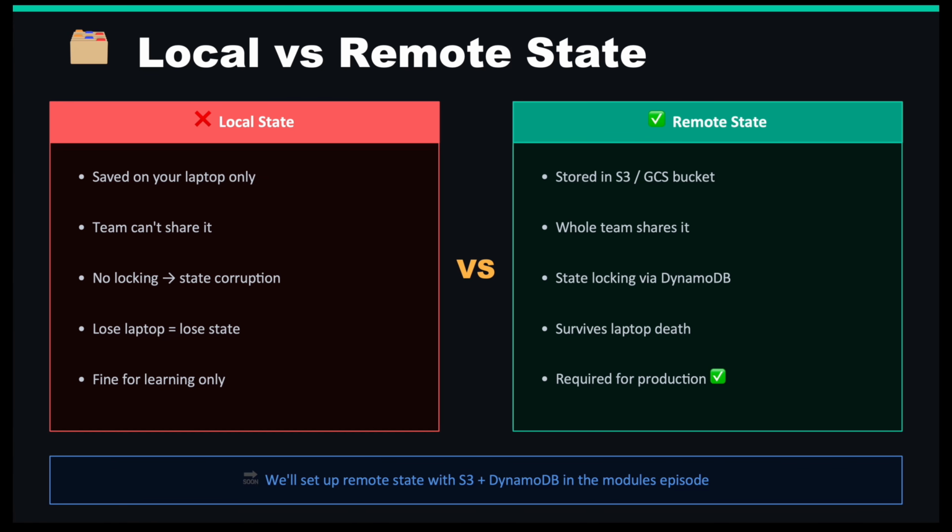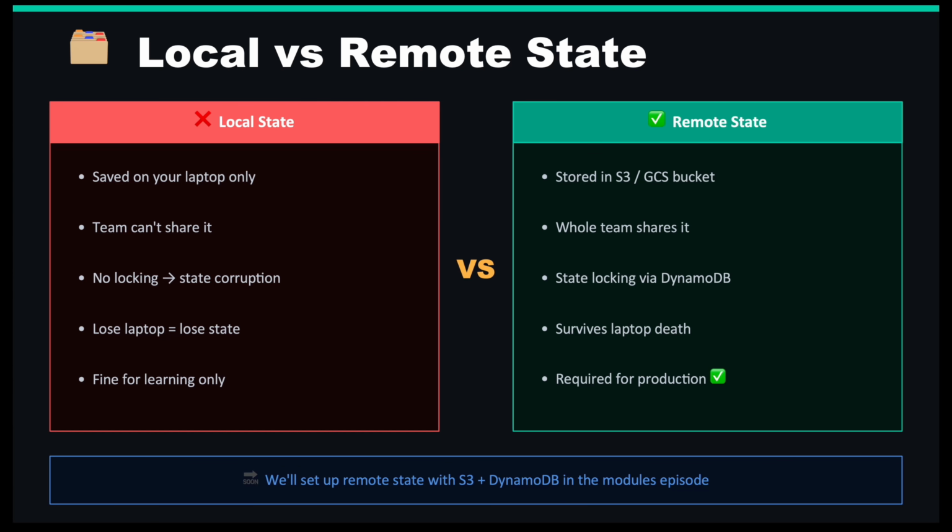Next is local versus remote state. So there are two ways to run Terraform. You can store your state file locally or remotely. If you set up remote, the state file is stored in S3, GCS, or Blob storage, depending on your cloud. If you did not set up remote, then it will be saved on your laptop only. In that case, you cannot share it with your team, or you have to do it manually. But if you set up remote, it will automatically be shared with the team.